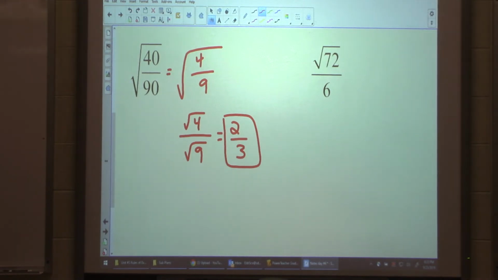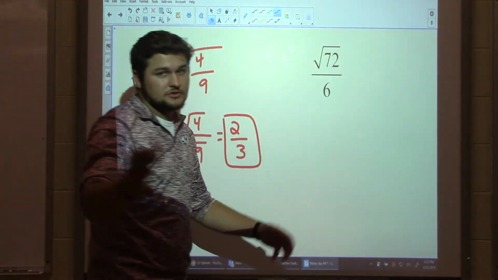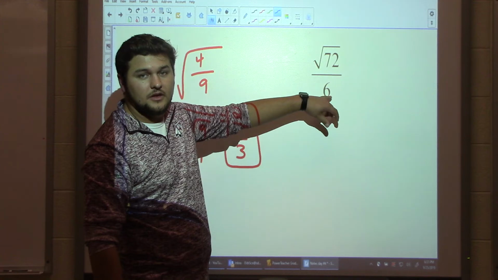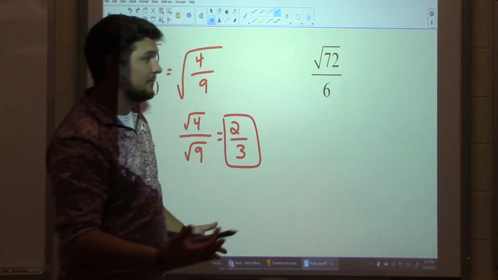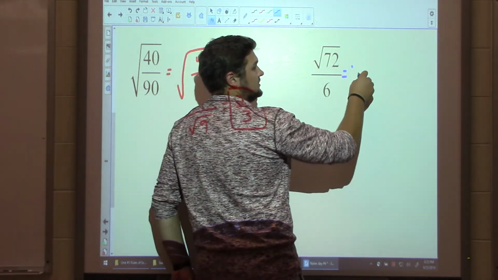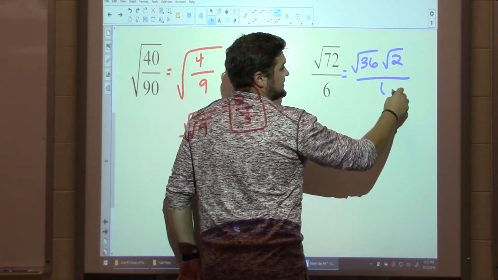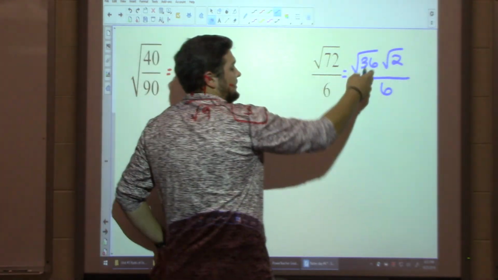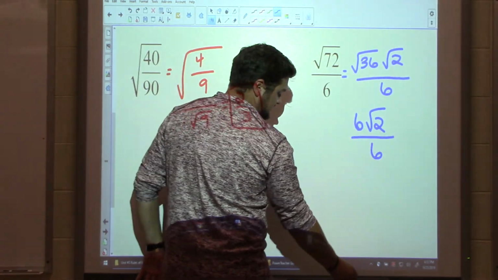Alright. Last one, square root of 72 over 6. This one, we cannot reduce. You can't reduce 72 over 6 because 6 isn't under the radical. What we can do though is we can simplify this radical up top using simplified radical form. Right? Pull out the greatest perfect square that goes into 72. Well, that's 36. I get 6 times the square root of 2. But it's still over 6. Right? Keep simplifying it. Square root of 36 is 6. 6 square root of 2 over 6.